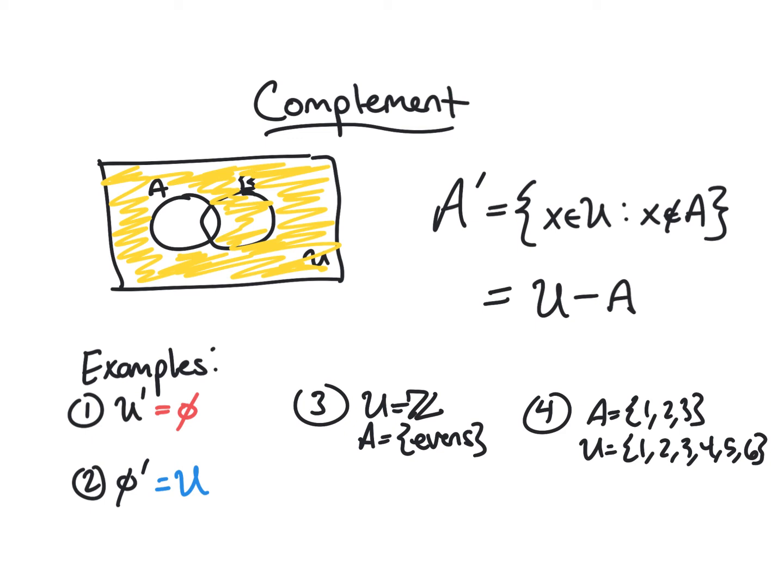And then let's look at some examples with more concrete sets. So if U is the integers and A is the evens, well, what are integers that are not even? That would exactly be the odds. And this last example, we have U is just the integers between 1 and 6. A is 1, 2, and 3. So the elements of U that are not in A, that would be 4, 5, and 6.